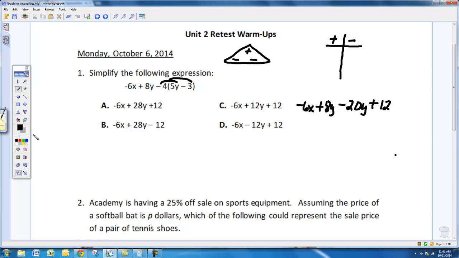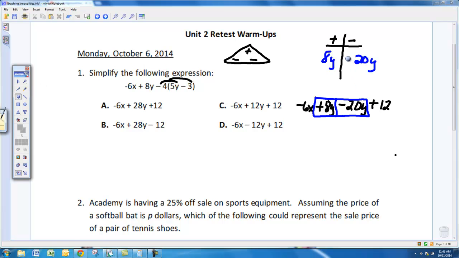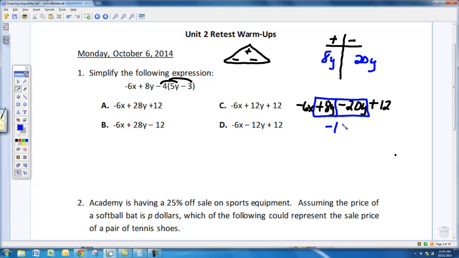Now we are combining like terms in this step. We need to combine 8y and negative 20y. So we have a positive 8y and a negative 20y. When we have both negatives and positives, we are going to subtract. So we subtract 20 minus 8, and we are going to keep the sign of the larger number. 20 is larger than 8, so we'll have a negative 12y.